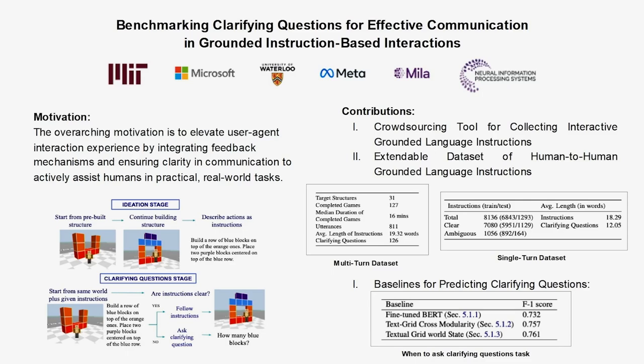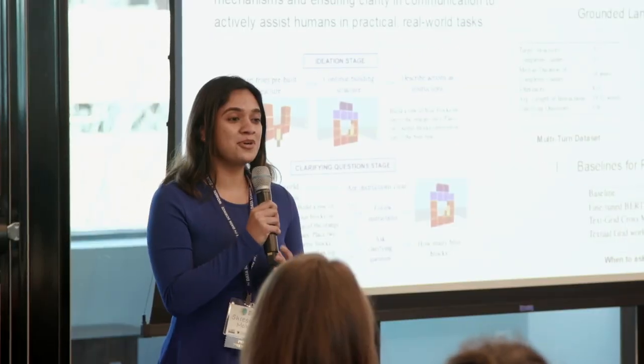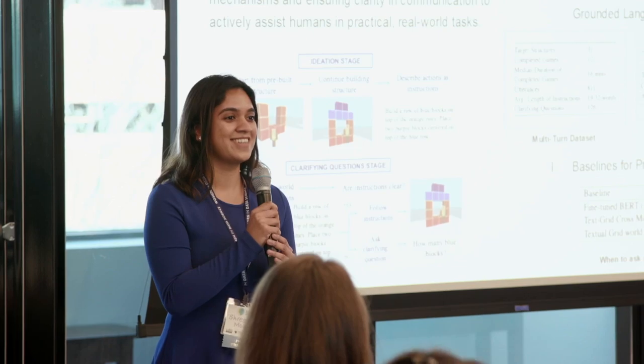So when an instruction for the building task is unclear, the agent can seek more clarification. To learn more, please stop by my poster. Thank you.